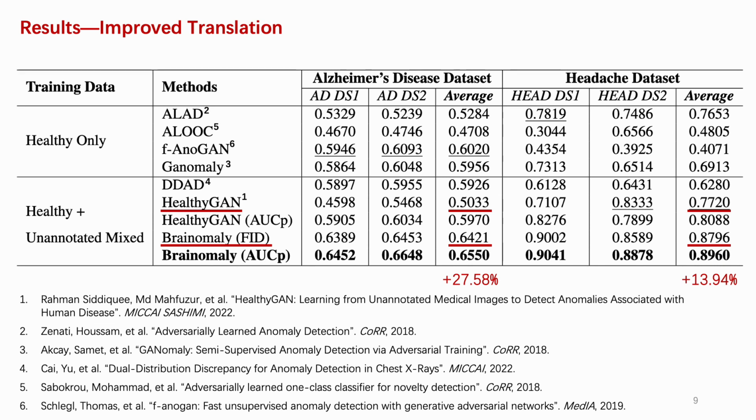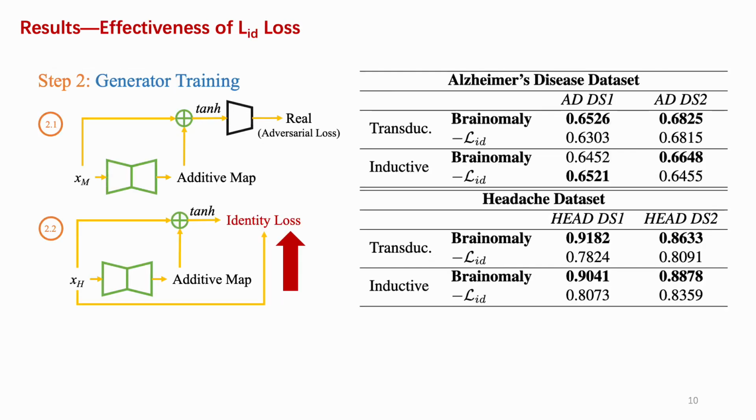Our proposed image-to-image translation improves the unsupervised Alzheimer's disease detection by 27% and headache detection by 13%. This ablation study on the objective function shows that our choice to include the identity loss from the literature has a positive impact on our image-to-image translation.